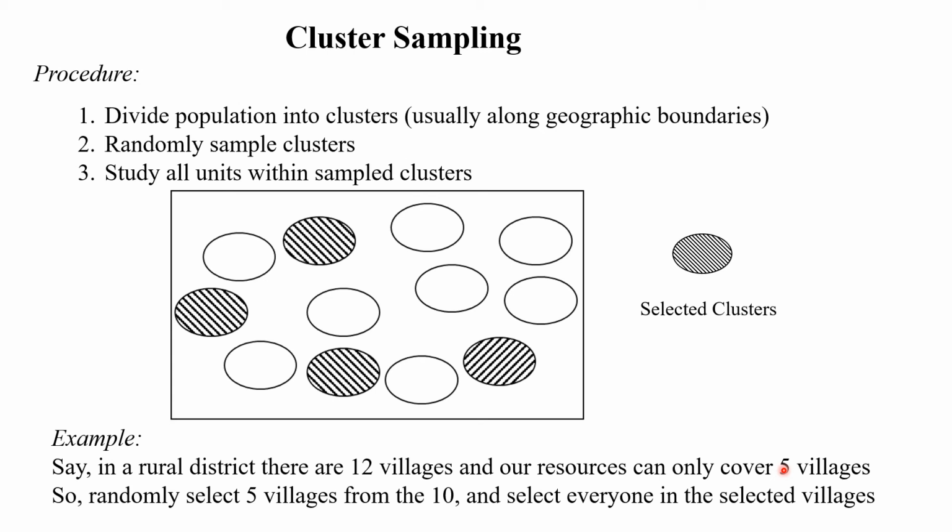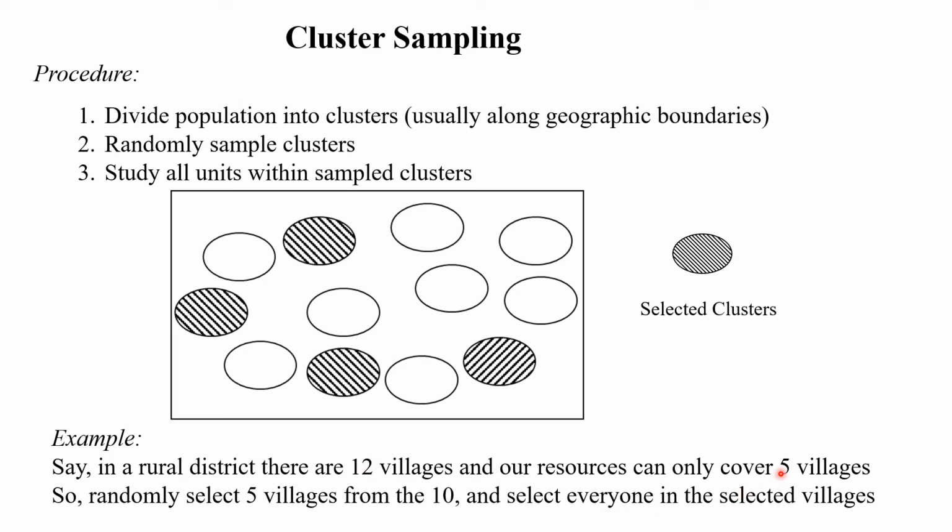Example, we go to Excel, just type equals RANDBETWEEN 1 to 12, and then pull down 5 villages. So these are the selected villages. Select the 5 from the 12, and everybody in the selected villages will be considered for the study. Again, it's a big area. We can't cover the entire area. We know the 12 villages. We know the village head and so on. We know who the people in the village are.